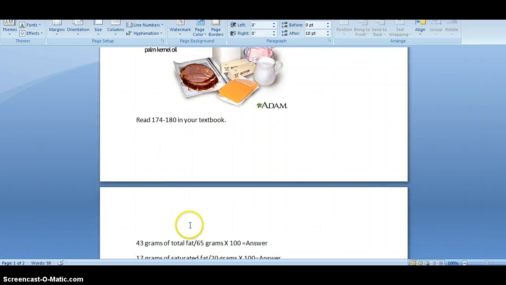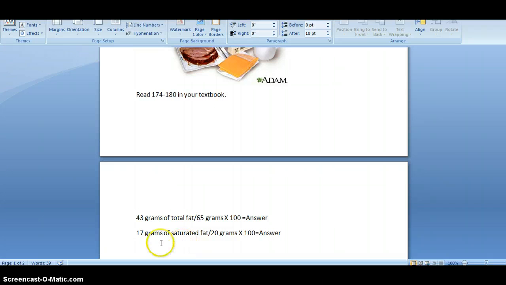So to figure that out, you take the 43 grams of total fat divided by the 65 grams that is recommended on a 2,000 calorie diet, multiply that times 100, and that will give you your answer. For the saturated fat, remember I told you it was 17 grams of saturated fat divided by the 20 grams that is recommended for your percent daily values, multiply that times 100, and that will give you your answer.